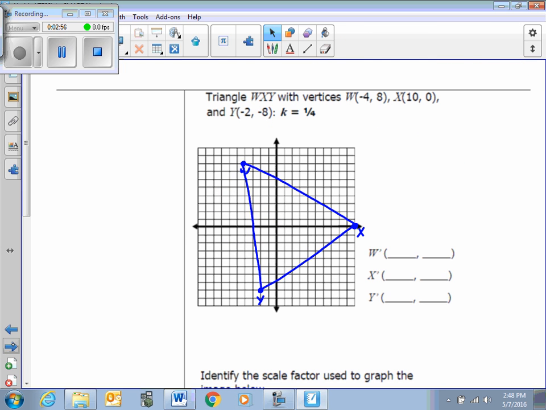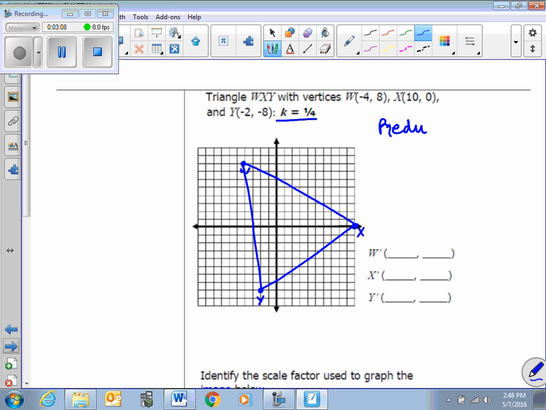All right, let's do another. Triangle WXY with the vertices given. And this time we have a scale factor of 1/4. So we know we've got a reduction. We're going to end up with a triangle that is smaller. So we're going to do the same thing we did just a moment ago. We're going to take each of our vertices and multiply the x and the y by 1/4. So what that's going to give us is a W prime that is (-1, 2), then X prime that is (5/2, 0), and a Y prime that is (-1/2, -2).